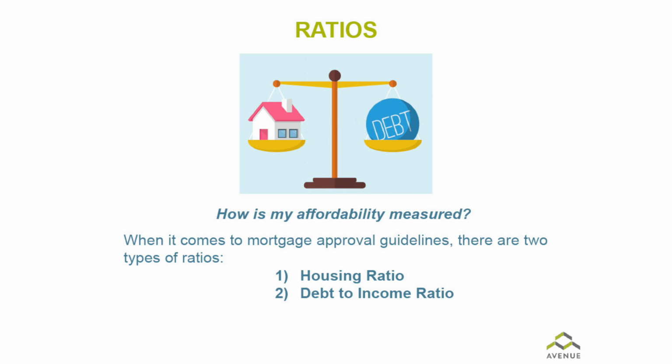On the affordability, when it comes to mortgage approval guidelines, there are two ratios: the housing ratio and the debt to income ratio. The housing ratio is your front ratio, as it's known in the industry, and the debt to income ratio is known as the back ratio. So you have the front ratio and the back ratio. Next slide.